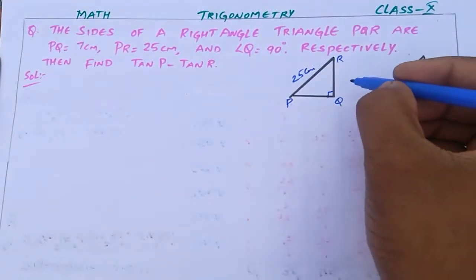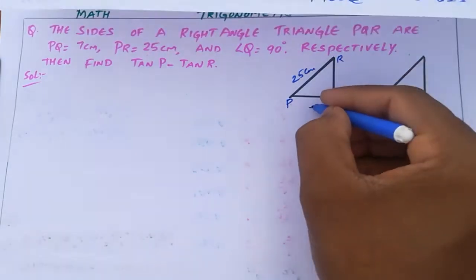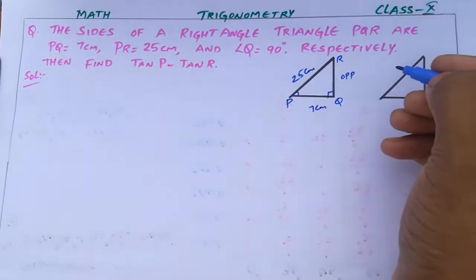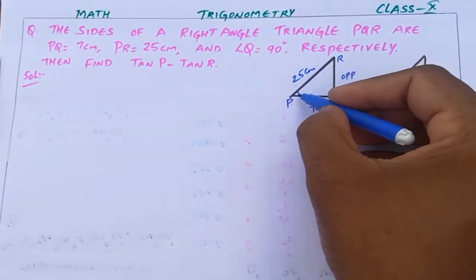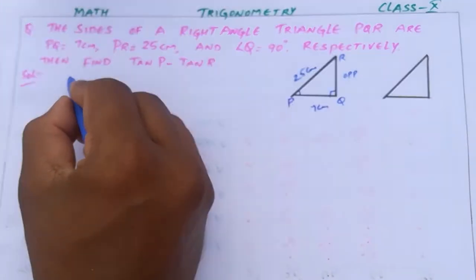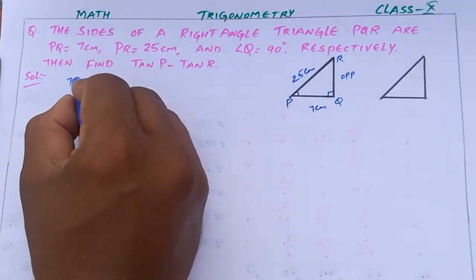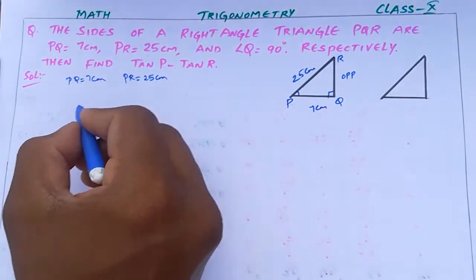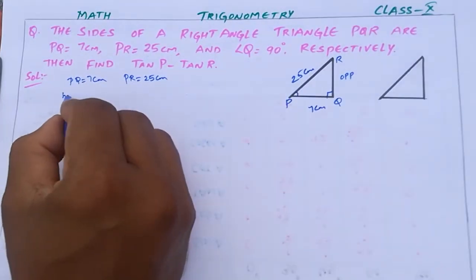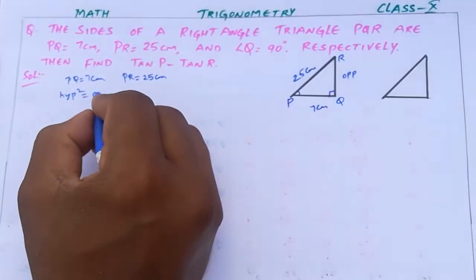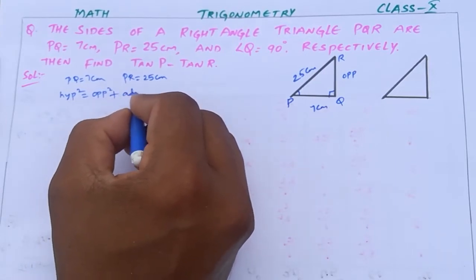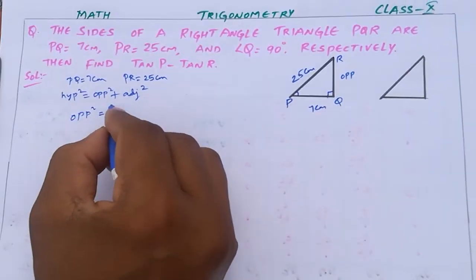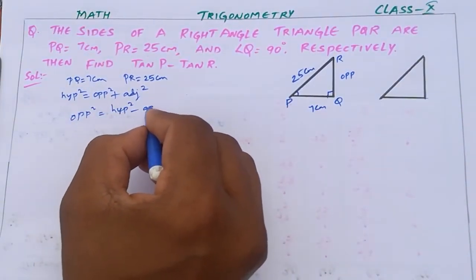PR is 25 and PQ is 7 centimeters. We need to obtain opposite value. Suppose this is the theta, means angle, that is tan P according to angle P. So this is opposite. So PQ equal to 7 centimeters, PR equal to 25 centimeters is given. So I am taking same Pythagoras, hypotenuse square equal to opposite square plus adjacent square. So if I want to find out opposite square value, means I need to subtract hypotenuse square minus adjacent square.